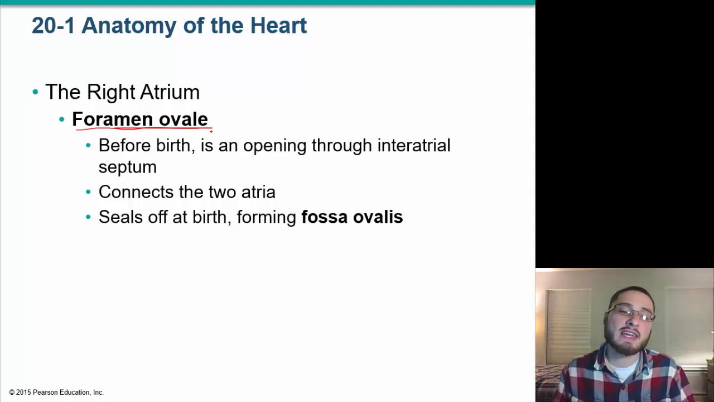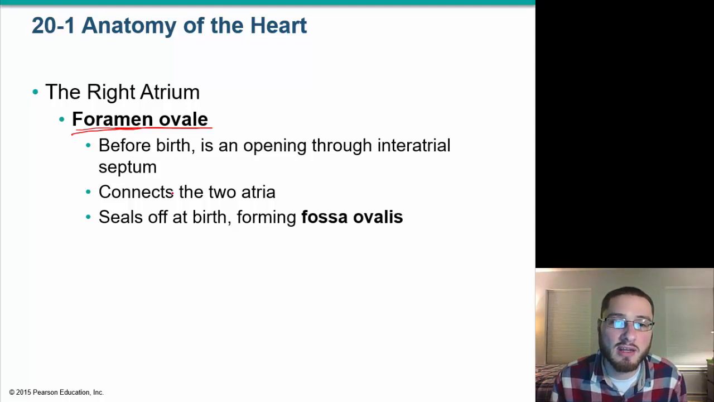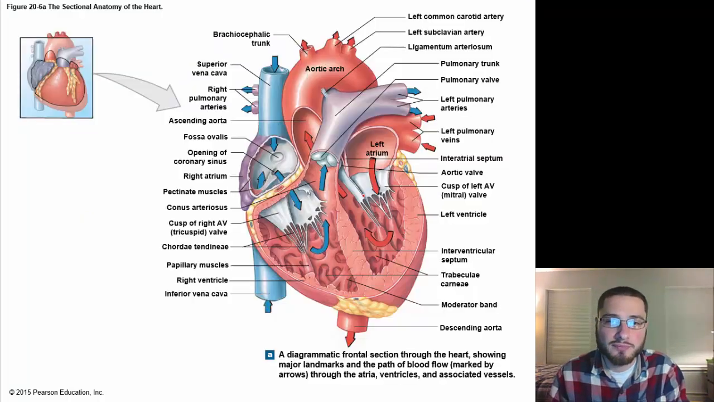Since the lungs aren't working and you're getting oxygen from the umbilical cord from the mother, the two atria, the left and the right atrium, are going to have a hole in them, which is this foramen. That's going to allow blood to flow between the two, so that really we can pump that oxygen-rich blood throughout the body. But then after birth, it's going to seal off, and that leaves a little marker that we call the fossa ovalis.